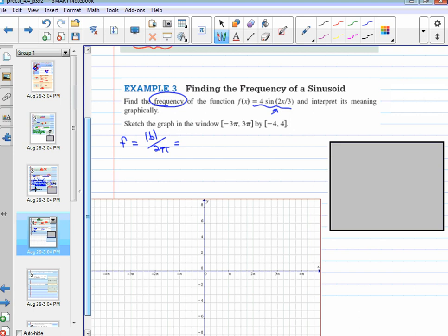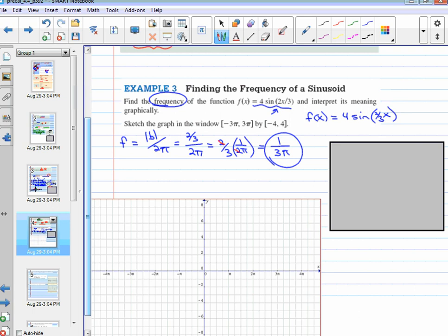2/3. If I wrote that again, the function is 4 sine of 2/3 x. They wrote it as 2x over 3, 2/3 x. So 2/3 is my b. So 2/3 divided by 2 pi, which means I can take 2/3 and multiply it by 1 over 2 pi. So those 2's would cancel out, and I get 1 over 3 pi. Now, we're going to leave it there. You could go to a decimal, but we like things in radians in the pi. So the frequency is 1 over 3 pi.